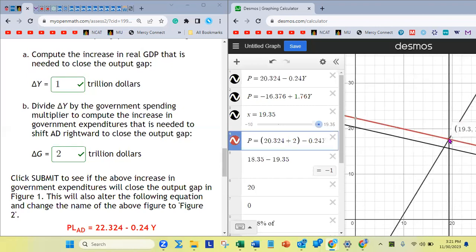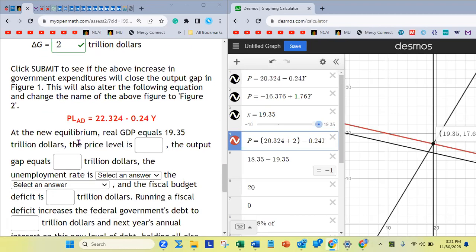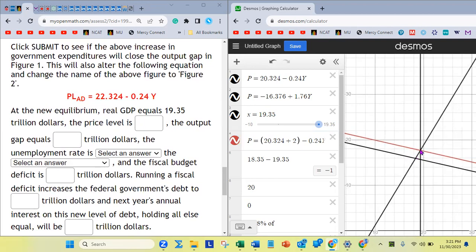The new equilibrium is right here, and the GDP at the equilibrium is equal to potential GDP. So we've closed the output gap, right? So the real GDP now equals potential GDP, which is 19.35. The price level is the second number in the point. It's 17.68.